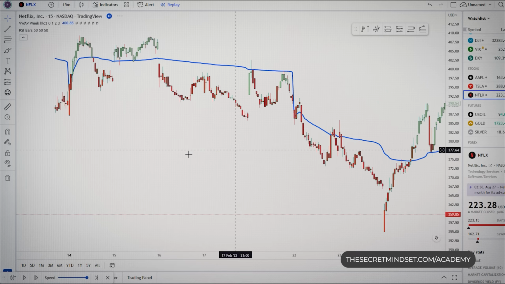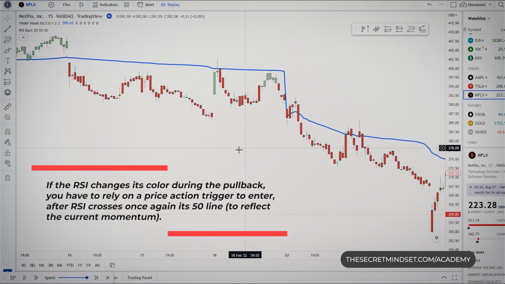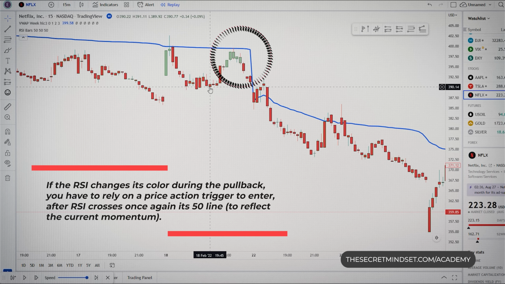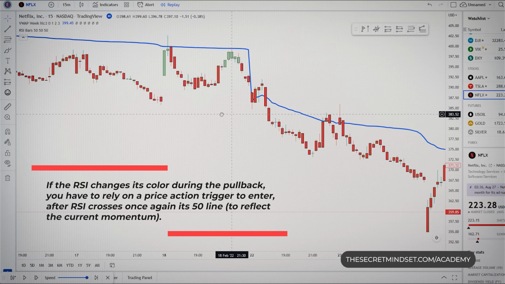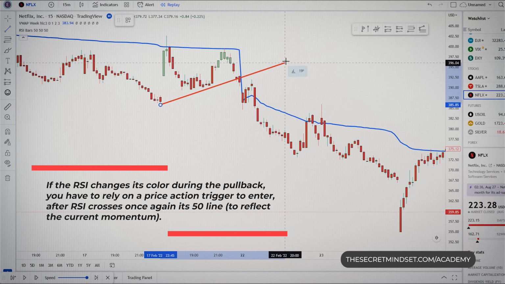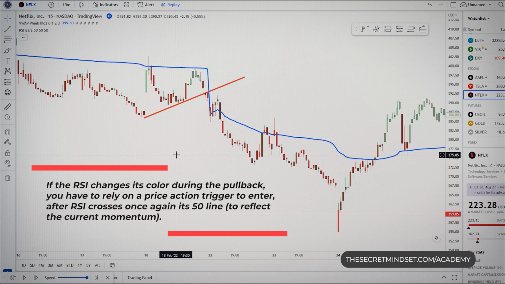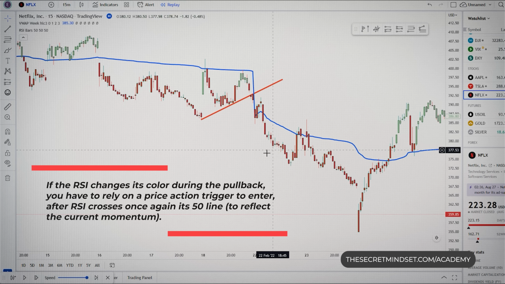If the RSI changes its color during the pullback, let's say price was below VWAP, RSI was red, and comes back to the weekly VWAP, but the candles are now green, you have to rely on a price action trigger to enter after the RSI crosses once again below 50. Again, trend line breakouts, pin bars with big wicks, or support and resistance breakouts are valid signals.